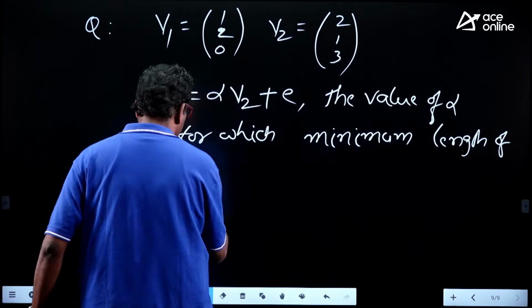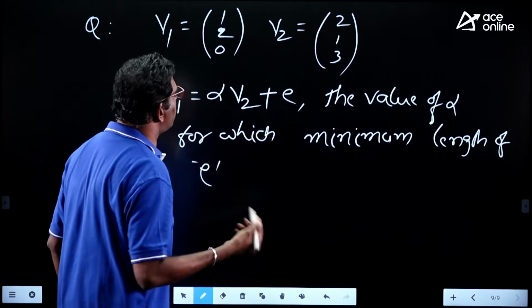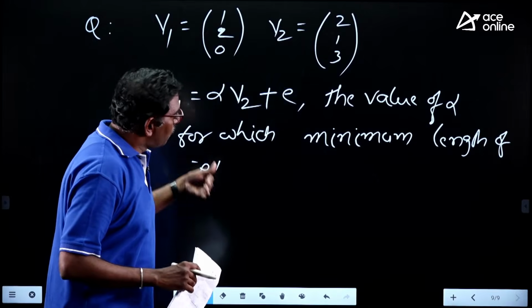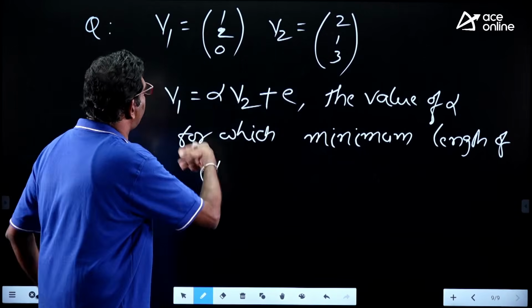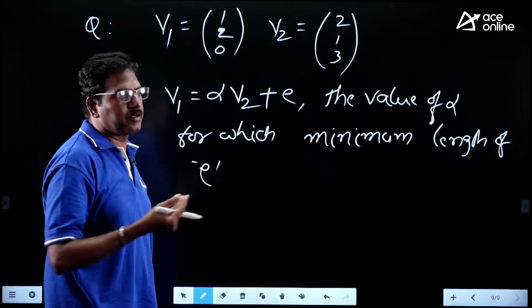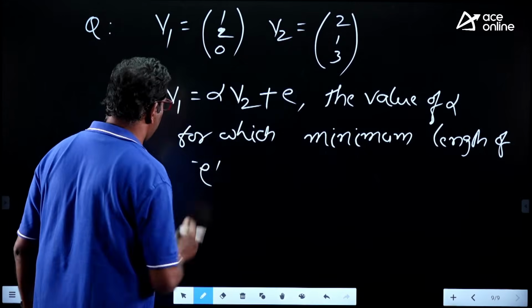Length of E is minimum. The question is given like this: E should be minimum. To get the minimum value of E, what value of alpha makes E minimum? That is what we are asking here.